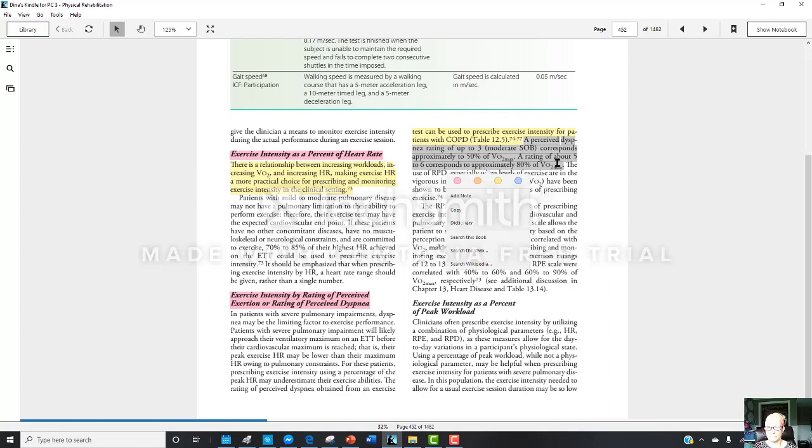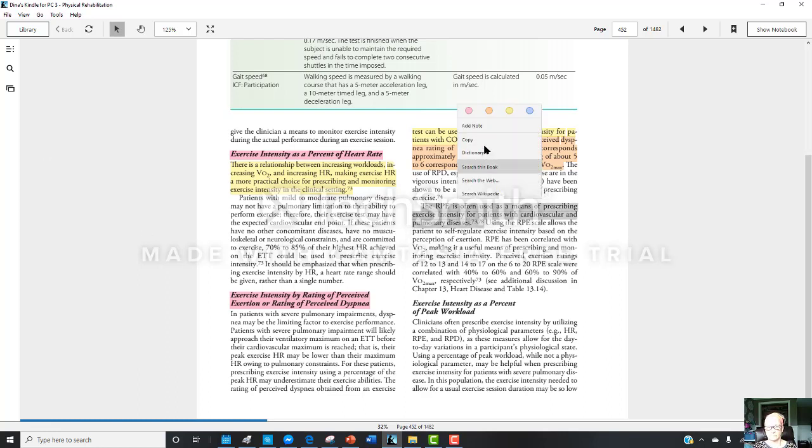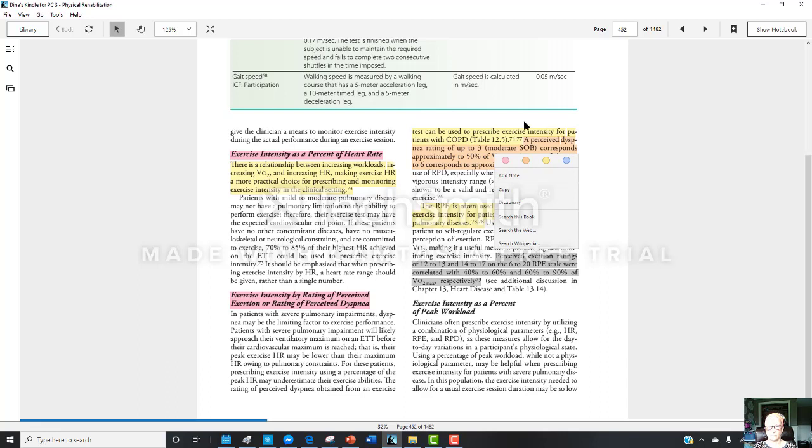The RPE is often used as a means of prescribing exercise intensity for patients with cardiovascular and pulmonary diseases. Using the RPE scale allows the patient to self-regulate exercise intensity based on the perception of exertion. RPE has been correlated with VO2, making it a useful means of prescribing and monitoring exercise intensity. Perceived exertion ratings of 12 to 13 and 14 to 17 on the 6 to 20 RPE scale were correlated with 40% to 60% and 60% to 90% of VO2 max, respectively. See additional discussion in Chapter 13, Heart Disease and Table 13.14.